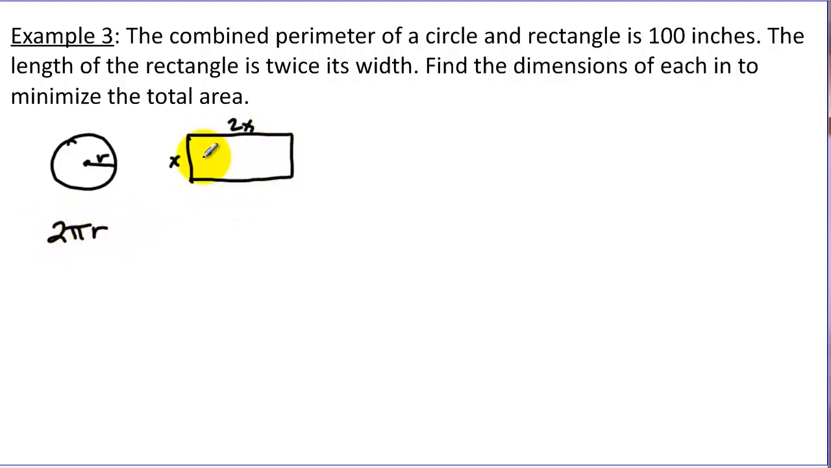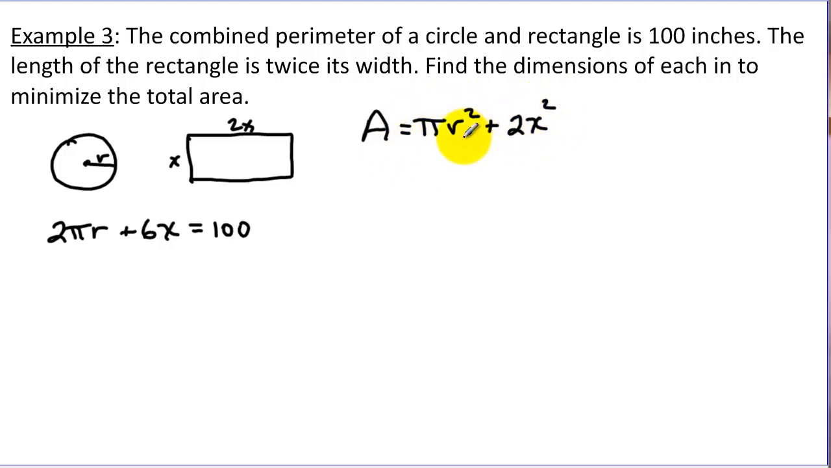And the perimeter of this box would be x, and x is 2x and 4x's, so 6x. And we're told that that is equal to 100 inches. And we are trying to minimize the total area. So the total area would be the area of the circle plus the area of the rectangle. And this is what we want to minimize.